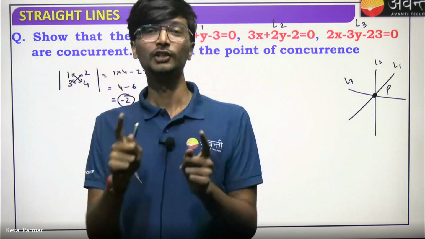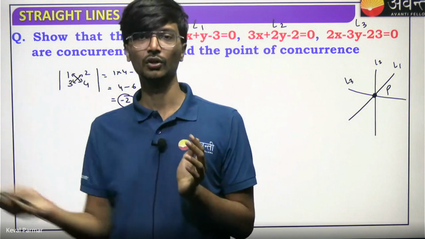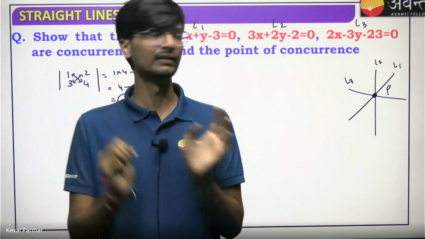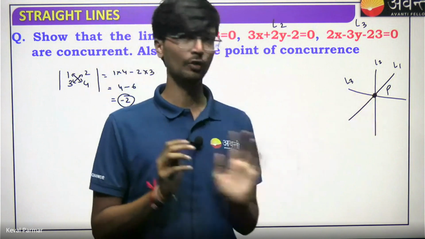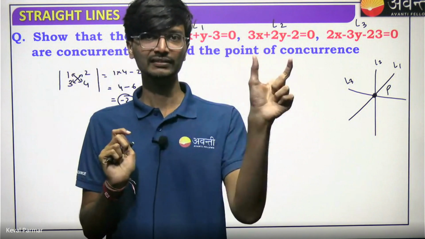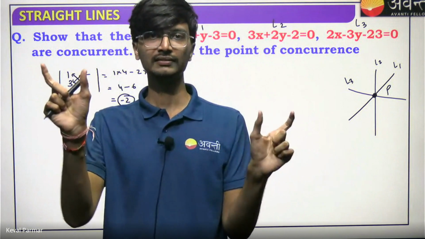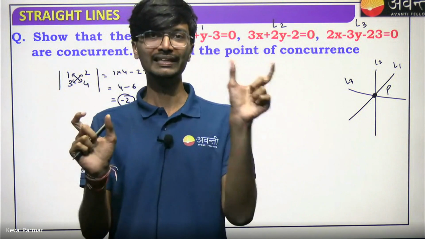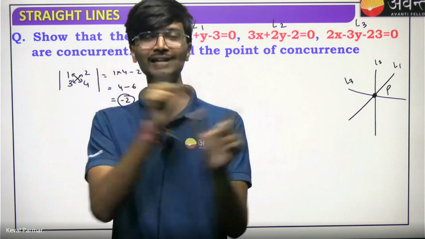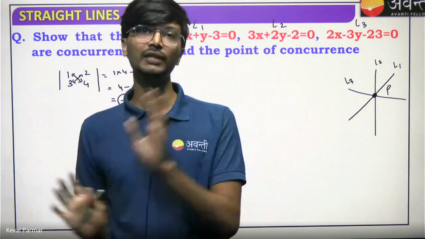There is a topic called consistency of equations, to find whether the equations are consistent or not. Consistency means whether they intersect at a common point. Let me give you a brief analogy. If equations are consistent, lines are concurrent. If equations are not consistent, lines are not concurrent. Basically consistent and concurrent mean the same, but we use them differently in different chapters. Concurrent we use in straight lines, consistency we use in determinants.